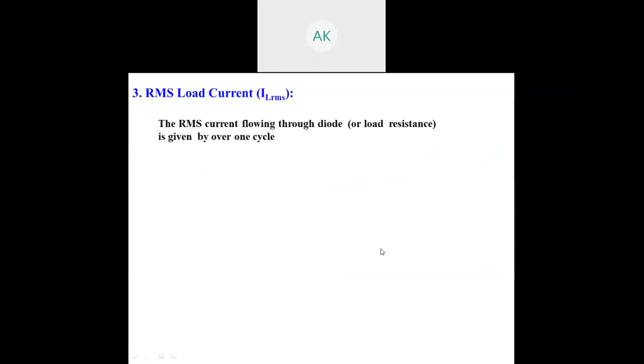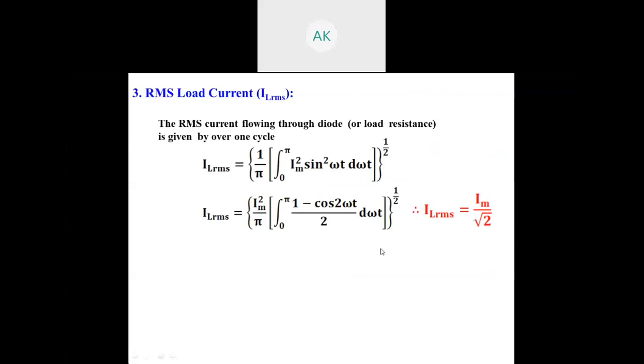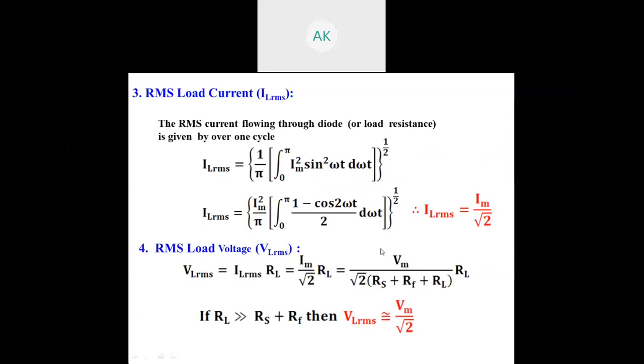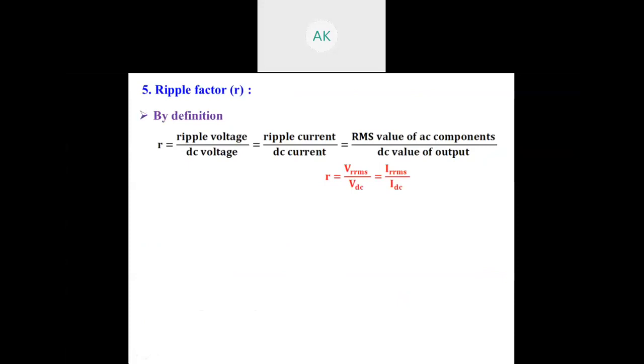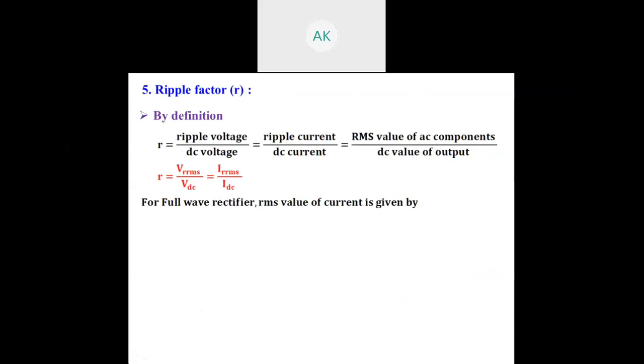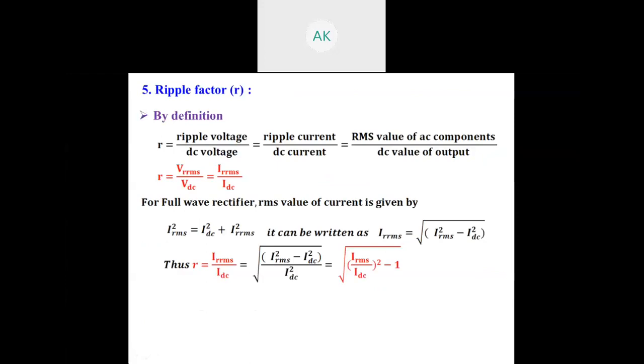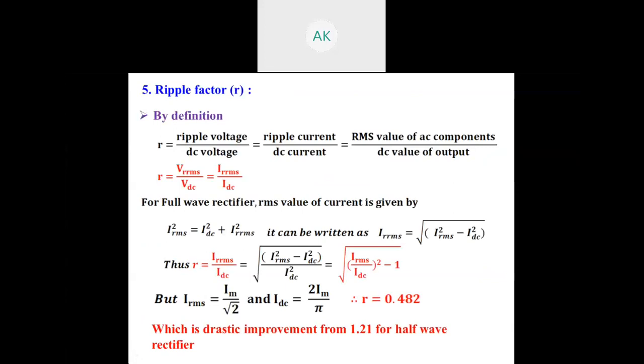The RMS current through a load we found is given as Im divided by root 2, and the RMS load voltage we also found is given as Vm divided by root 2. Next, the ripple factor we found is 0.48, which is a drastic improvement with respect to the half wave rectifier. So r is equal to 0.48, a drastic improvement.